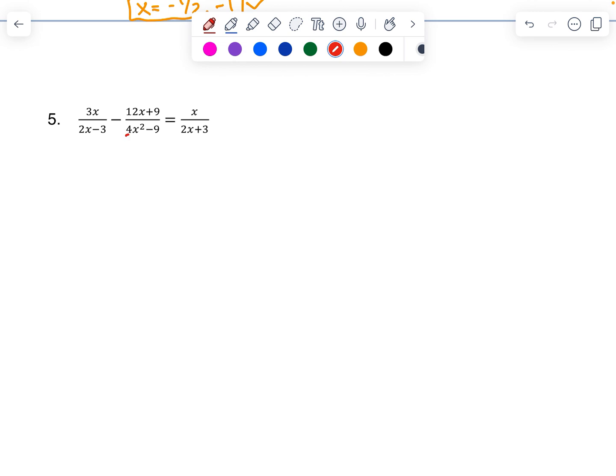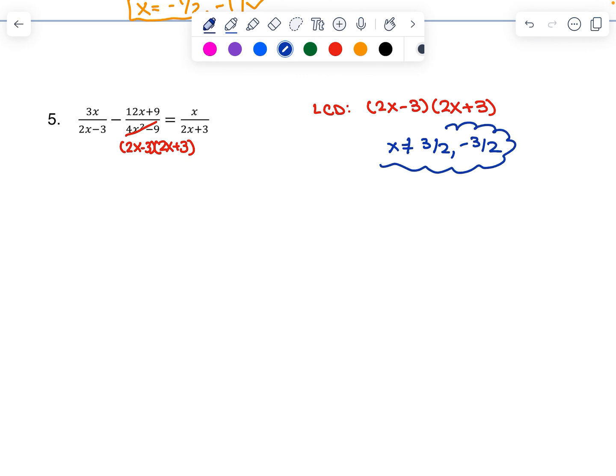So again, you need to factor this. This is a difference of squares, so it's 2x minus 3 times 2x plus 3, which means my LCD is going to be 2x minus 3 times 2x plus 3. And that also means x cannot equal, if you add 3 and divide by 2, positive 3/2, or subtract 3 and divide by 2, negative 3/2. So x cannot equal those two things.